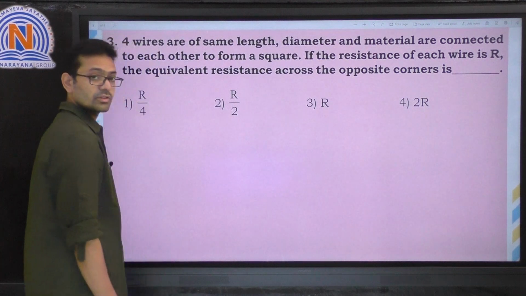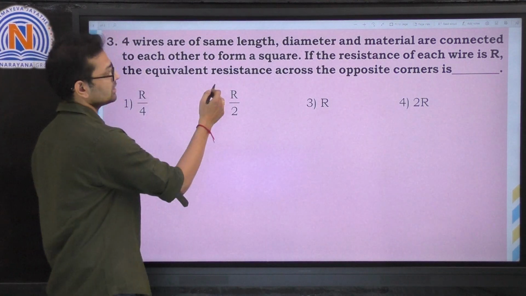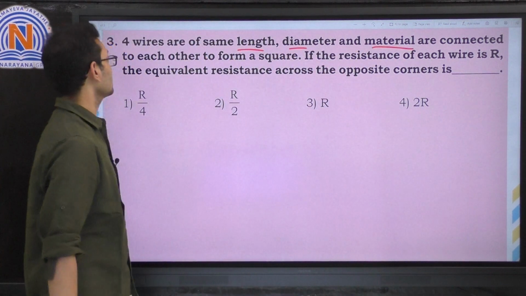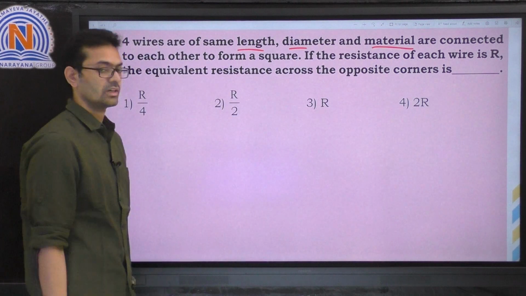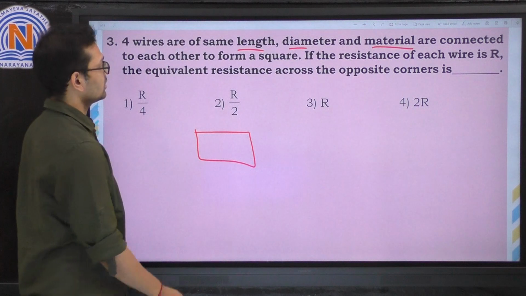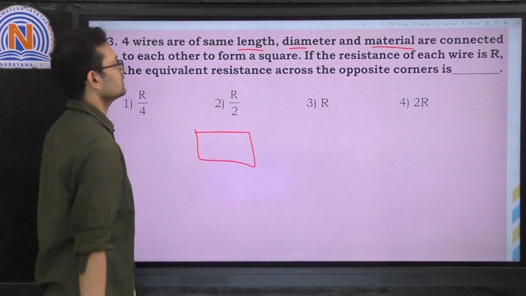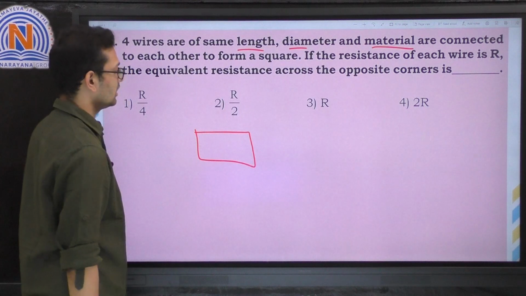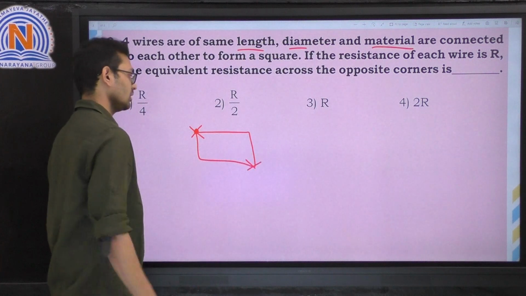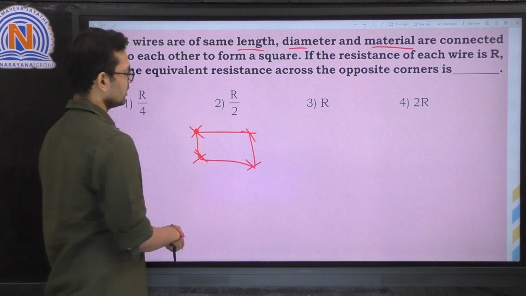The third question is given: 4 wires of the same length, same diameter and same material are connected to each other in the form of a square. If the resistance of each wire is R, the equivalent resistance across the opposite corners is. Equivalent resistance across the opposite corners means you take this corner and the opposite corner.